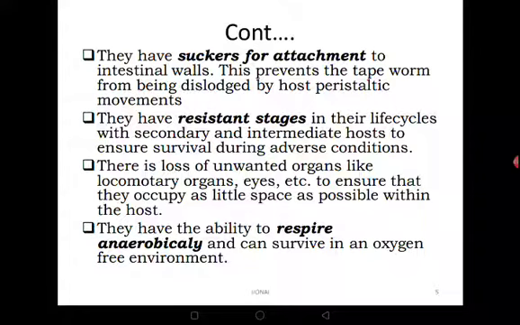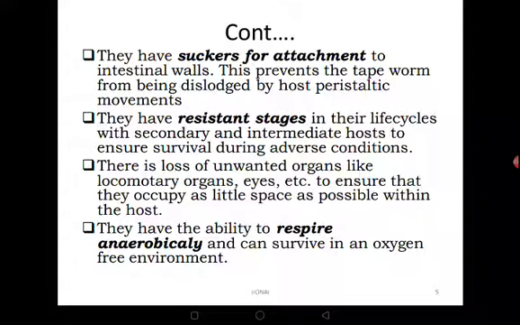I told you earlier on that they have hooks for attachment, and then they have suckers for sucking the nutrients. So they are firmly attached into your intestines, and they cannot be moved away. Yes. So that's one of the strong points they have for survival. The second one is they have resistant stages in their life cycles. So those stages enable them to maneuver through secondary and intermediate hosts to ensure maximum survival advantage.